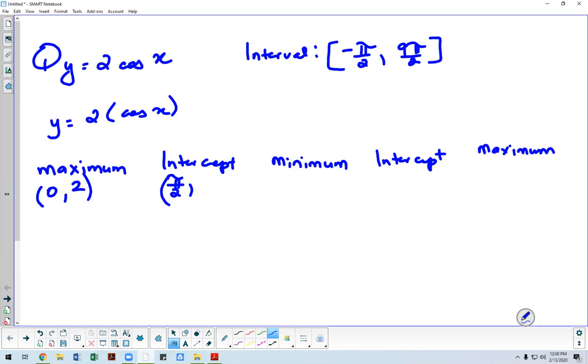And 0 times 2 will be 0, right? So that means your intercept is actually not going anywhere. It's going to stay at the same point. Now, where were we at a minimum in the original function? 0, -1. So if I take -1 and multiply by 2, -2, so 0, -2.